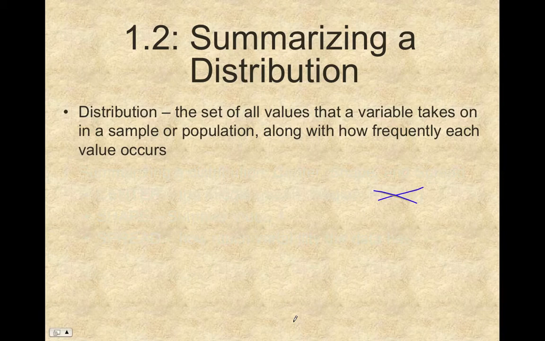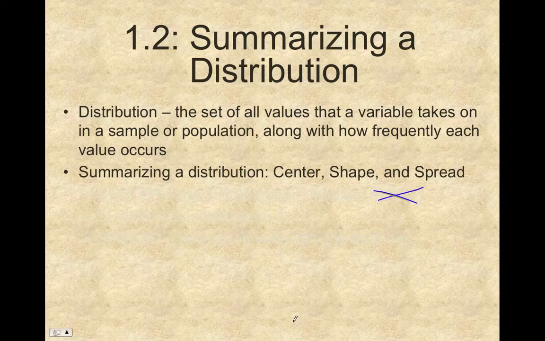All right, so I keep using this word distribution, and what that means is the set of all values that the variable takes on, along with how frequently each value occurs. Basically, it's a list of all the numbers that happen. So we're taking into account repeats, we're taking into account all values that actually occur. In order to summarize a distribution, this is your first really big AP statistics skill, summarizing a distribution. We need to give the center, the shape, and the spread, and we need to give those in context.